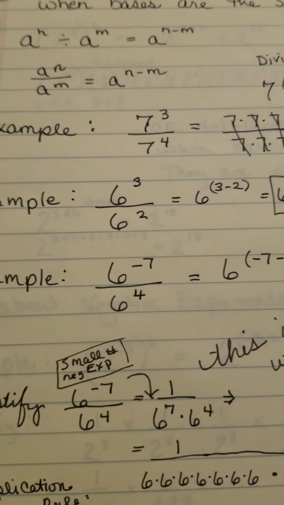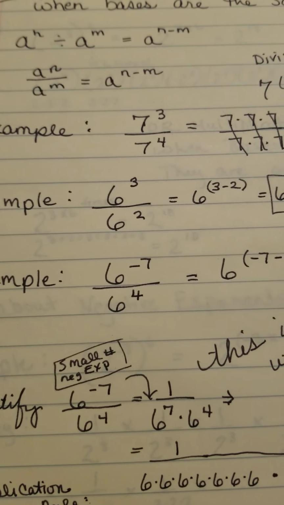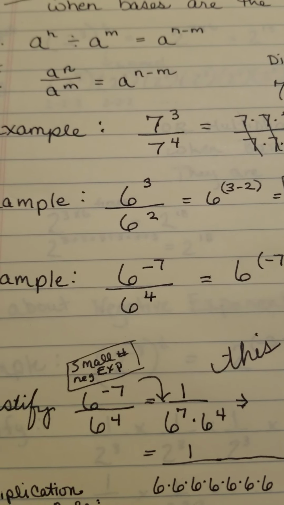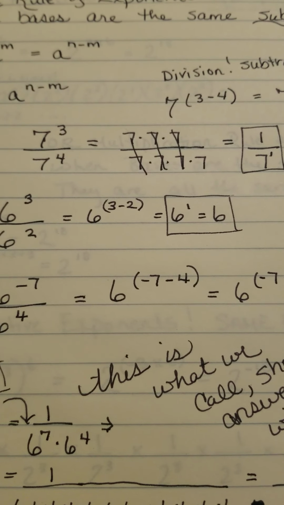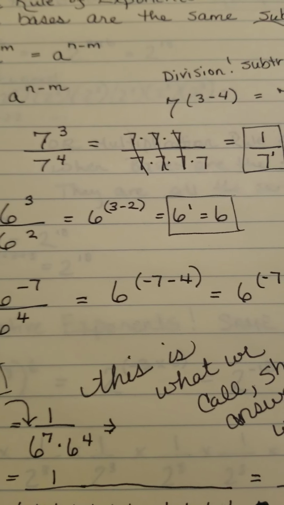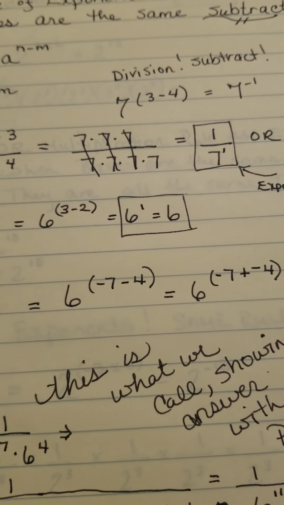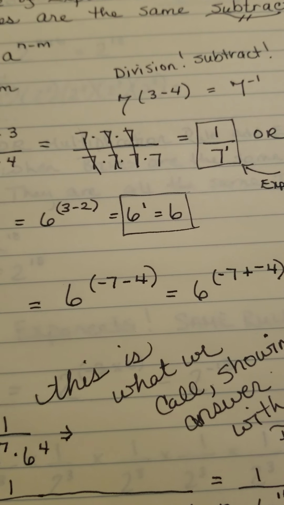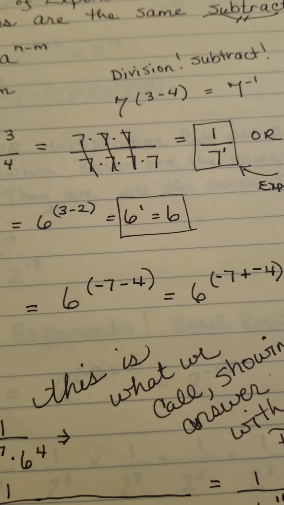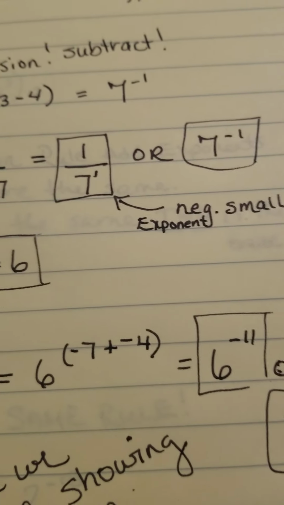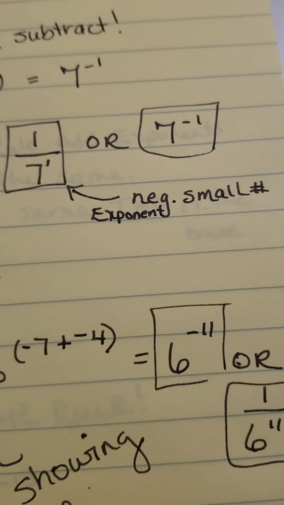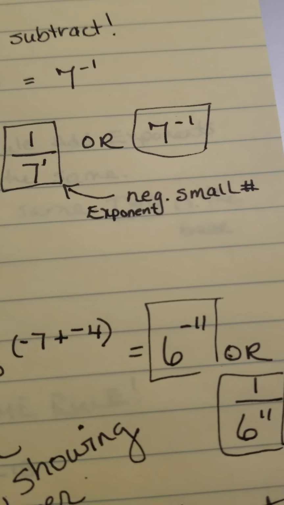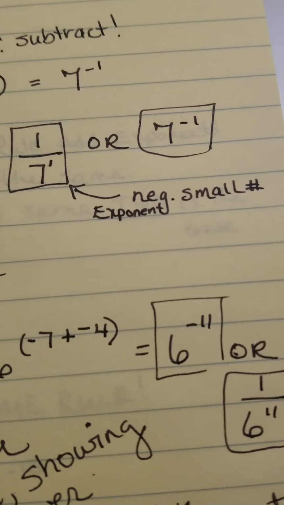For example, 7 to the third divided by 7 to the fourth. 3 minus 4. Justify it. Okay, well, I have 3 7s on top, 4 on bottom, so I'm left with 1 7 on the bottom, or 7 to the first power, which is a very small number, so it's also equal to 7 to the negative first power. Now, it just depends how the question's worded.